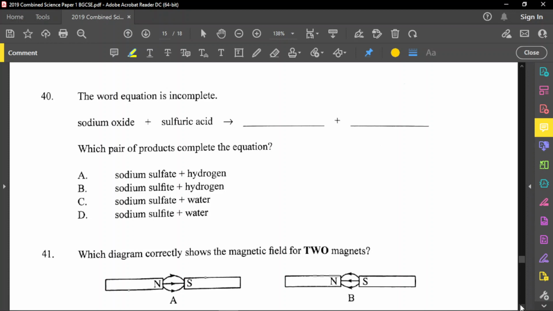Also acid with metallic oxides. And so sodium oxide is a metallic oxide. Which pair of products completes the equation? If sulfuric acid reacts with sodium oxide, what you will get is a salt and water.